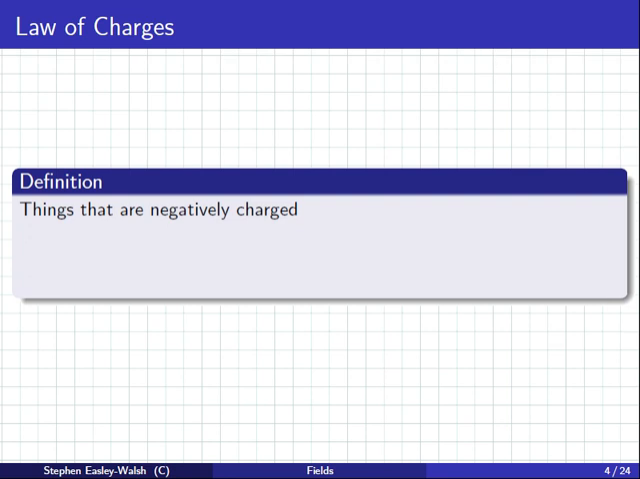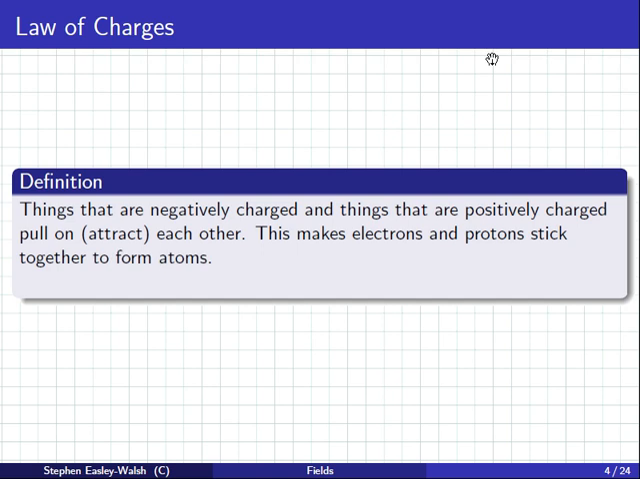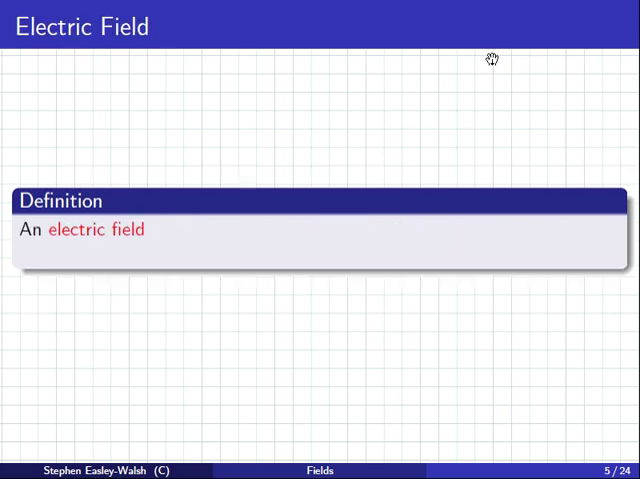Also, I don't think I'm telling you anything new if I tell you things that are negatively charged and things that are positively charged pull on each other, and this is what makes the electrons and the protons stick together. Things at the same charge, what happens? They repel. Again, I don't think I'm telling you anything new. Okay, but now on to something new.